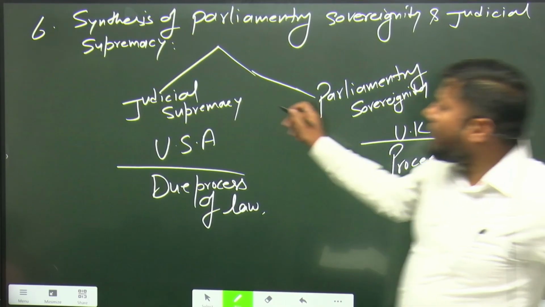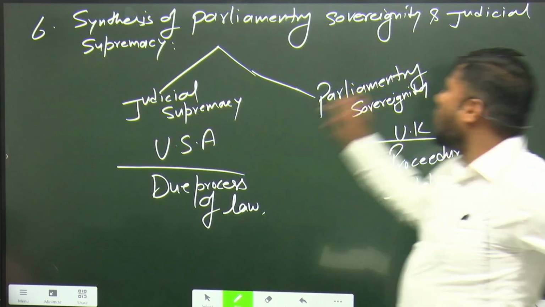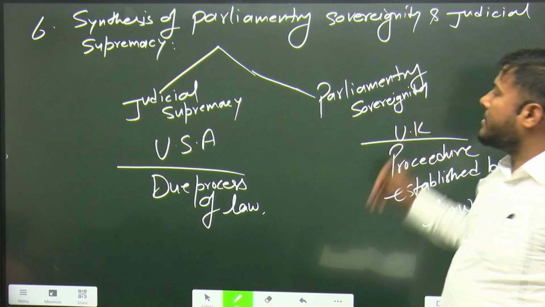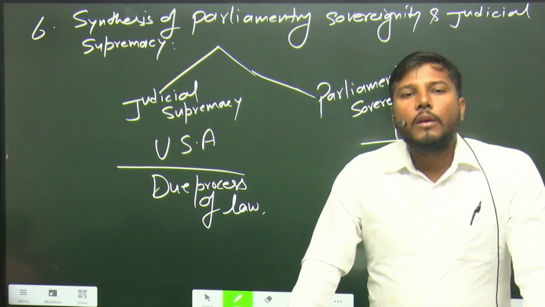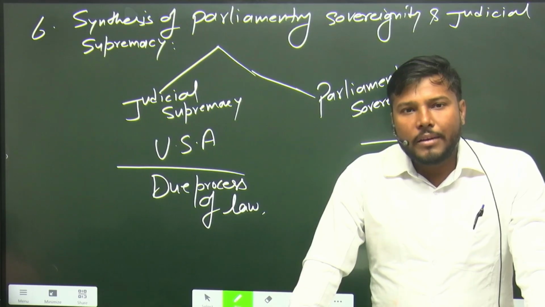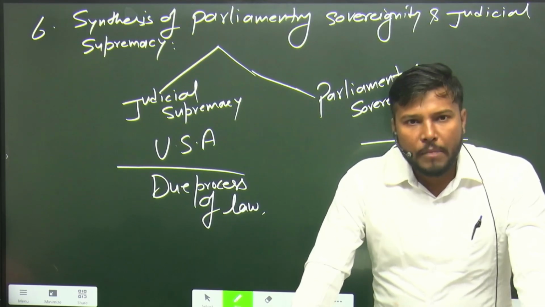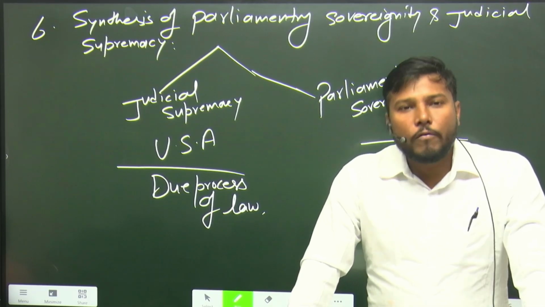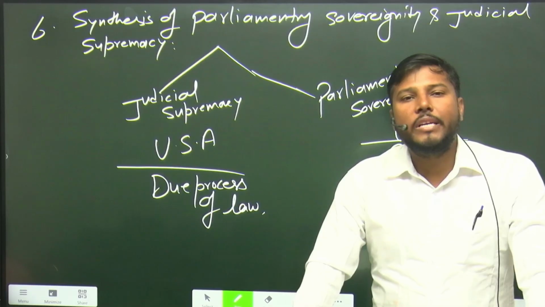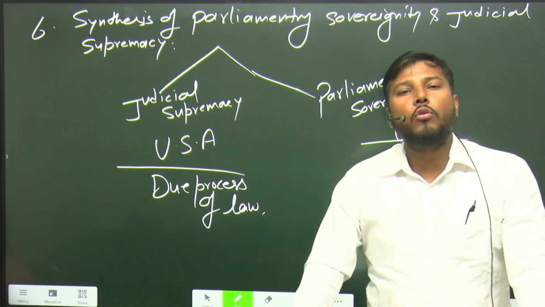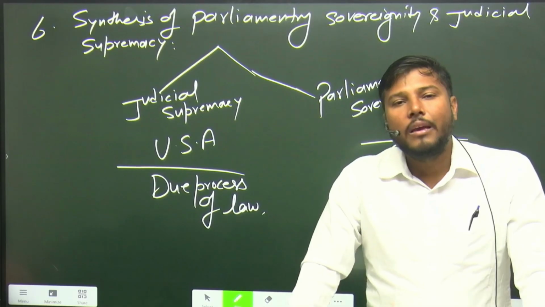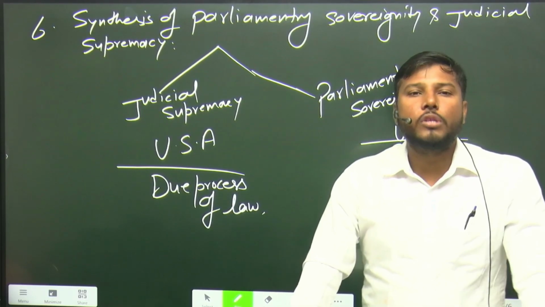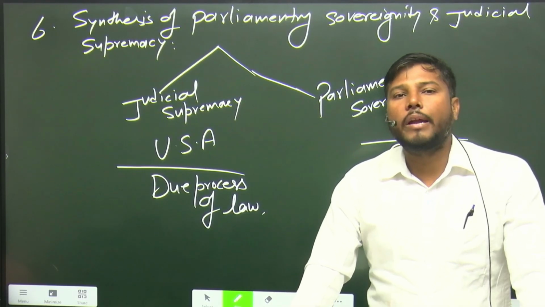Let's try to understand what judicial supremacy means, what parliamentary sovereignty means, right? So judicial supremacy simply means that the judiciary of the land must be supreme. The verdict of the Supreme Court cannot be questioned anywhere. Parliament cannot overrule the judicial verdicts. If the scenario is like this, then that particular constitution or that particular case is called judicial supremacy.